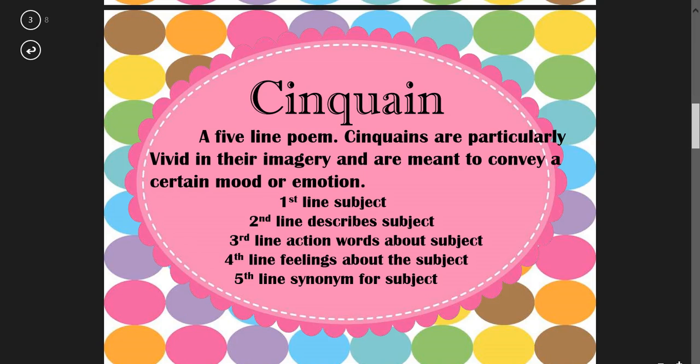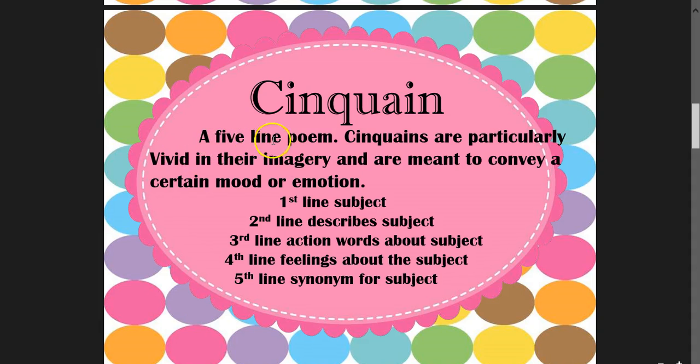Another type of poem is cinquain. Cinquain poem is a 5-line poem. Cinquains are particularly vivid in their imagery. Remember we talked about imagery? Imagery is when the poet or author, it could also happen in prose, in a fiction story, uses your senses to help you create an image or a picture in your mind of what's going on in the text, like your sight, smell, hearing, taste, touch.